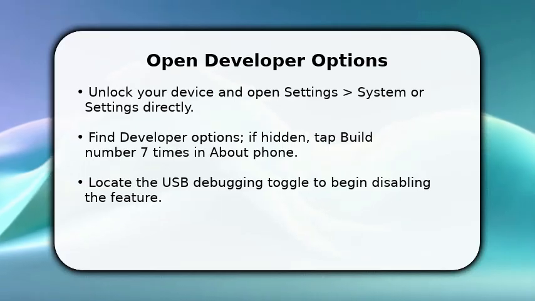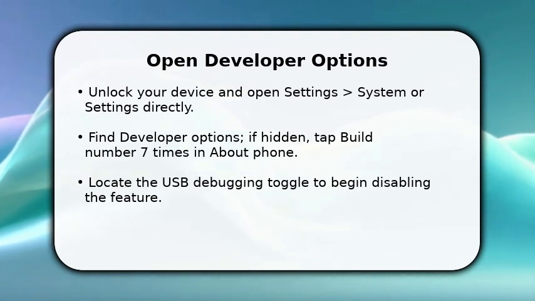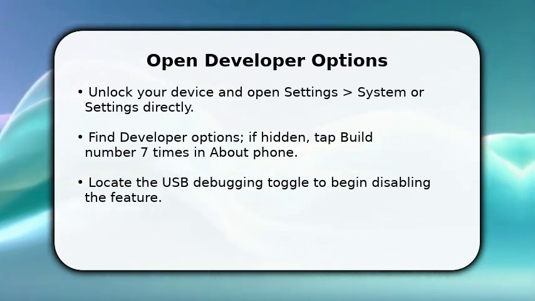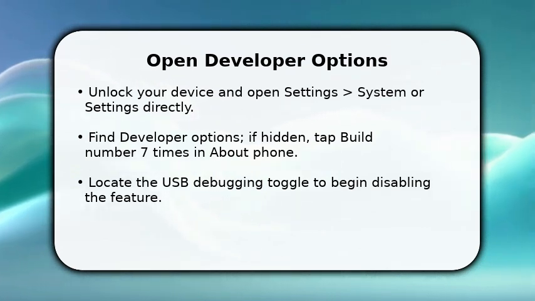You start by opening Settings and navigating to Developer Options now, not later. If Developer Options is hidden, tap build number 7 times in About Phone to reveal it. Once visible, locate USB Debugging and prepare to switch it off.